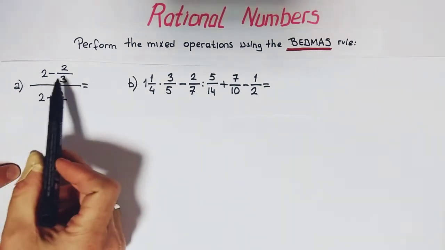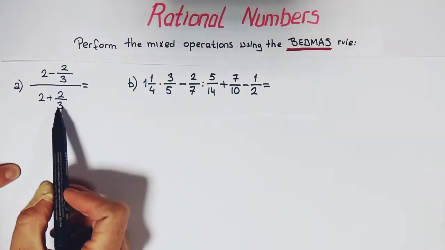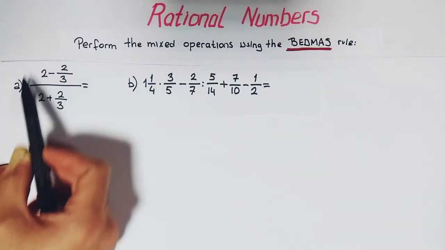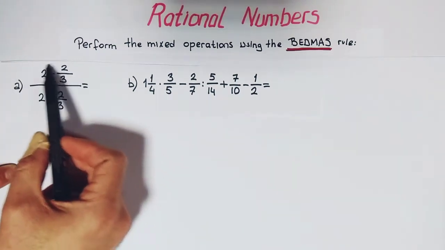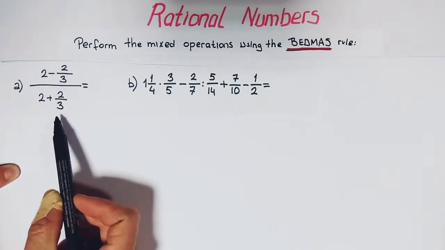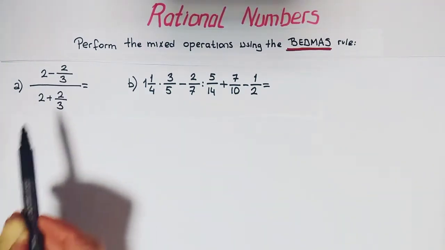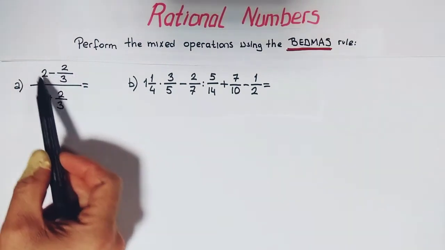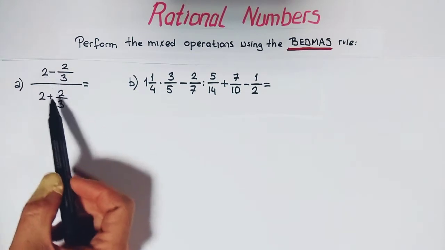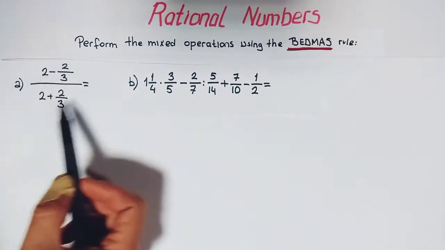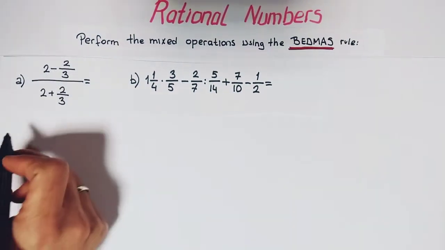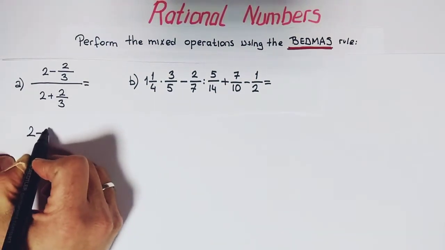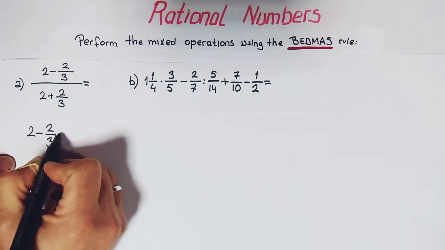We have 2 minus 2 over 3 and 2 plus 2 over 3. We can think of this as one big fraction. Here is the numerator and this is the denominator. So, what should we do in this kind of question? We separately find the value of the numerator and denominator of the big one. So, we should first find 2 minus 2 over 3.